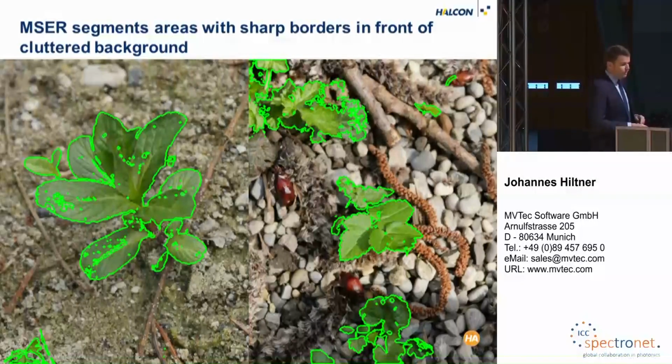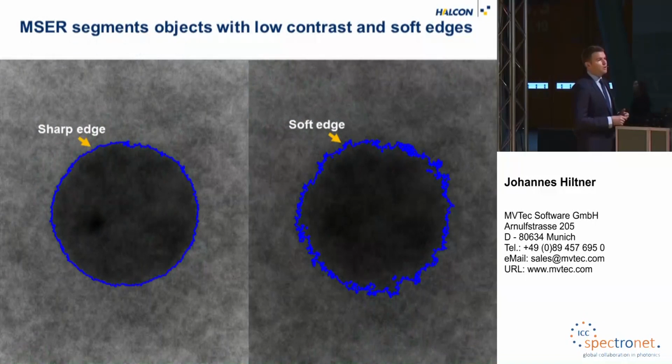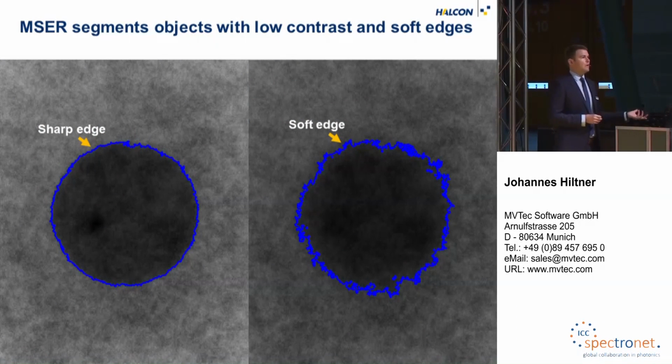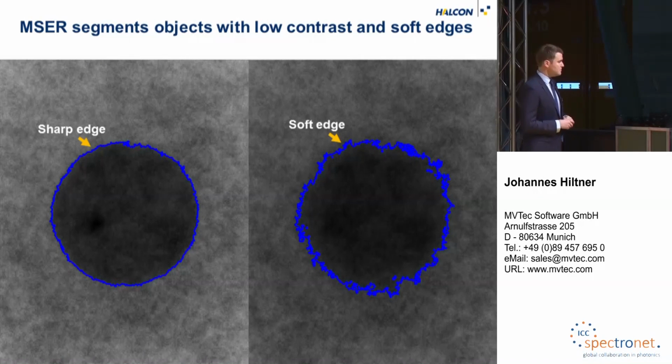And this MSER algorithm is also capable of segmenting regions with low contrast, on the one side with sharp edges, but also with soft edges. So with a very simple MSER segmentation call, with this one operator within the HALCON library, we can now more easily segment even challenging segmentation tasks.